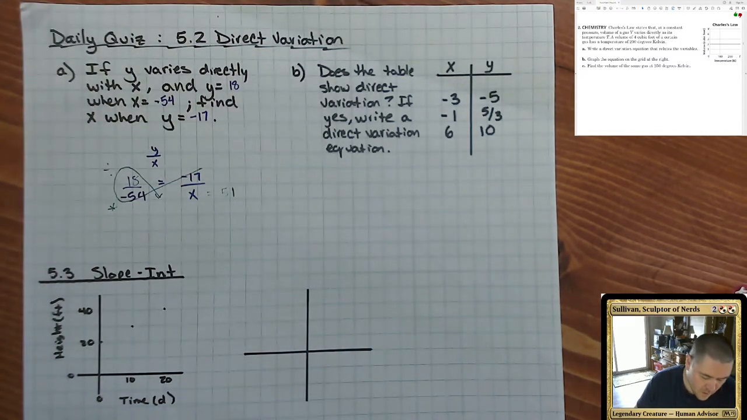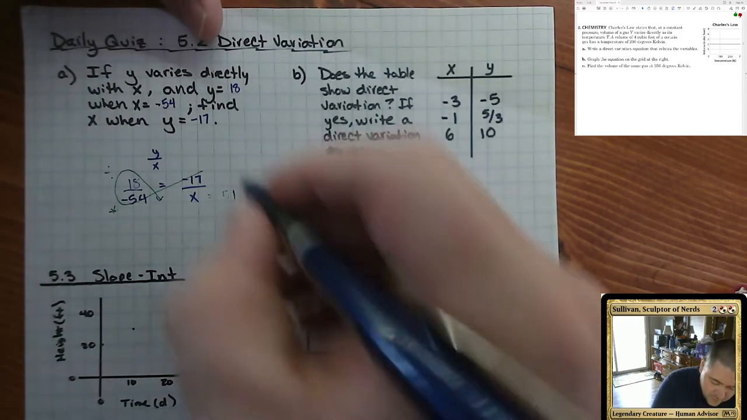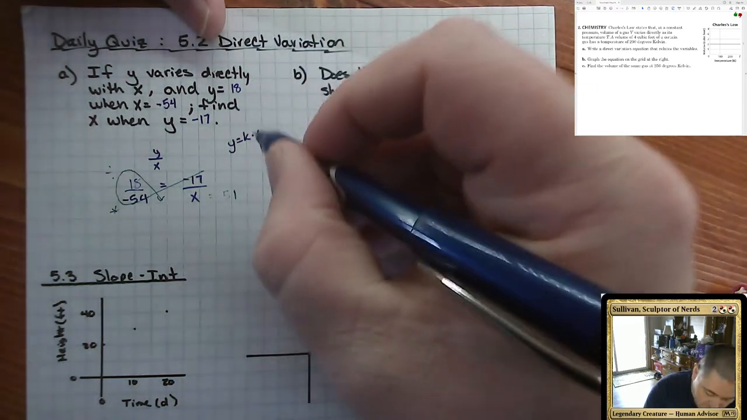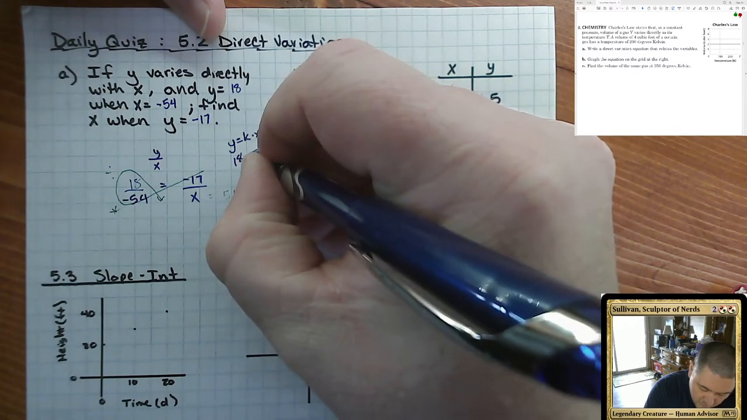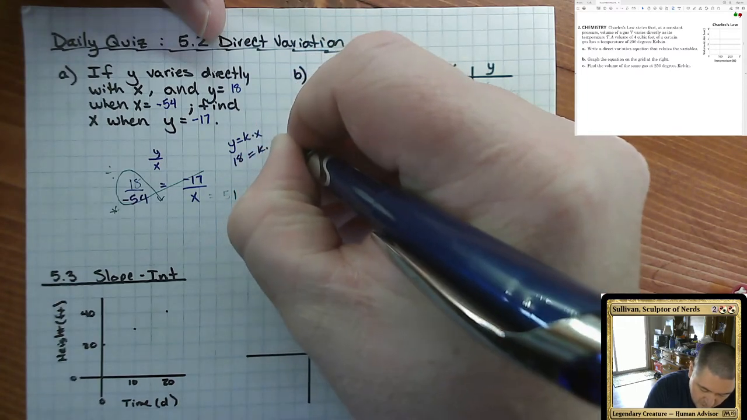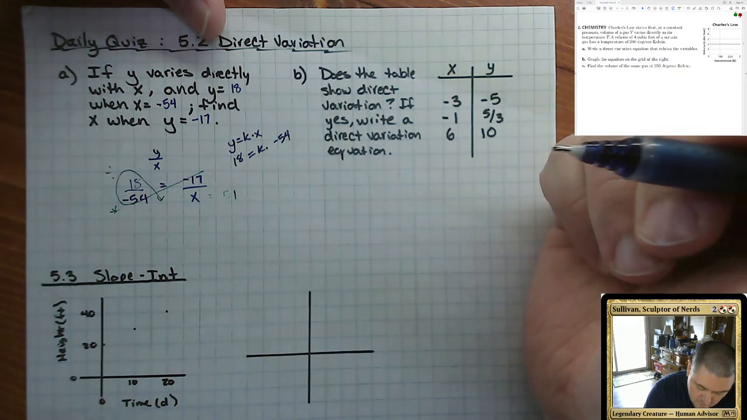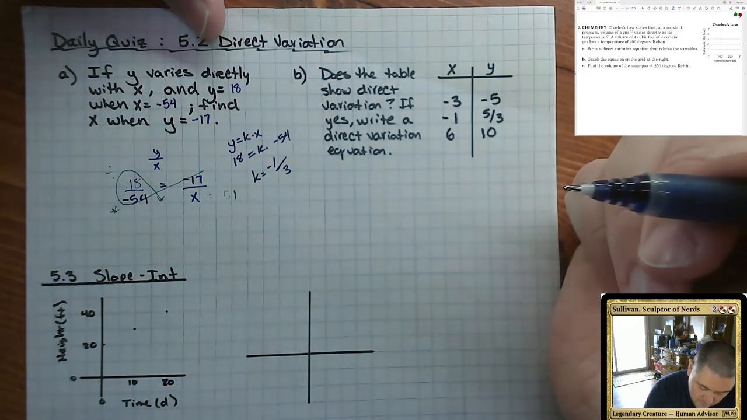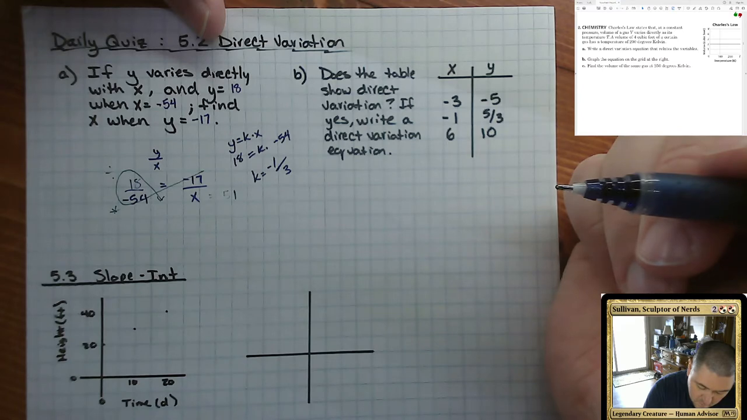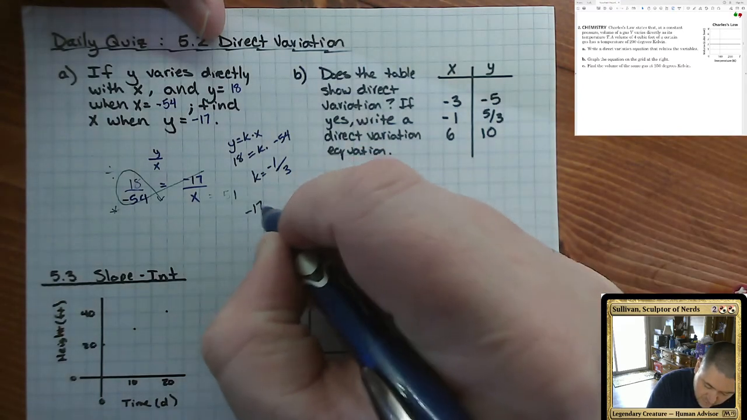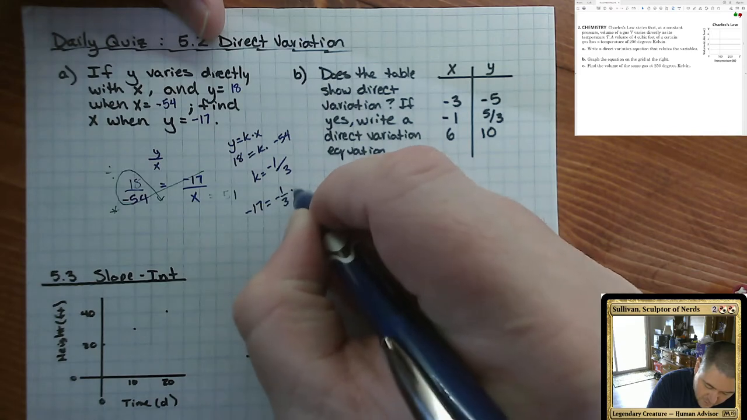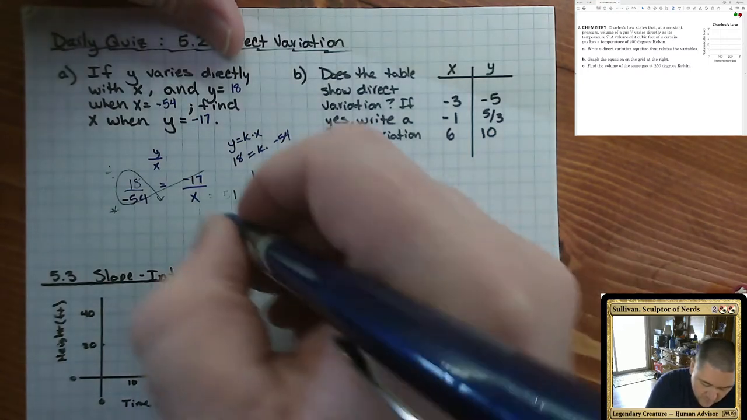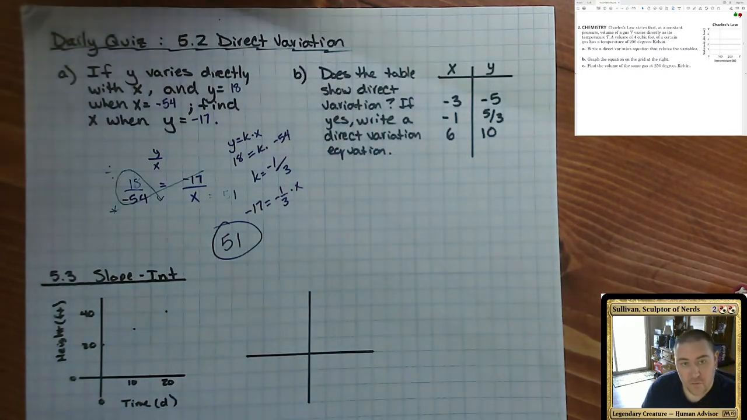Getting 51 that way. Option two is that I'm going to have y equals k times x. So I would plug in: I know 18 is a y, I know k times a negative 54. I would divide by that 54 and get k is negative 1/3. Then I plug in negative 17 as my y, negative 1/3 times x, divide by negative 1/3, same thing as multiplying by negative 3, and get 51. Either way, you're going to get 51.